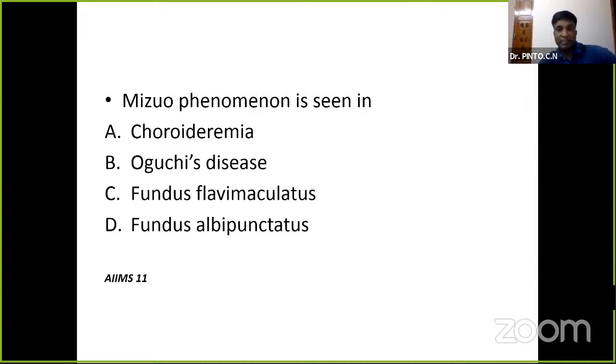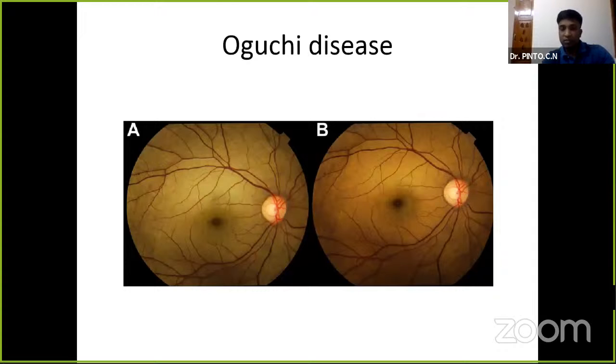Mizuo phenomenon is seen in, okay, the options are choroideremia, Oguchi's disease, fundus flavimaculatus, fundus albipunctatus. Before answering this question, I will show you some of the slides. I hope you'll understand and you'll be able to answer the question.